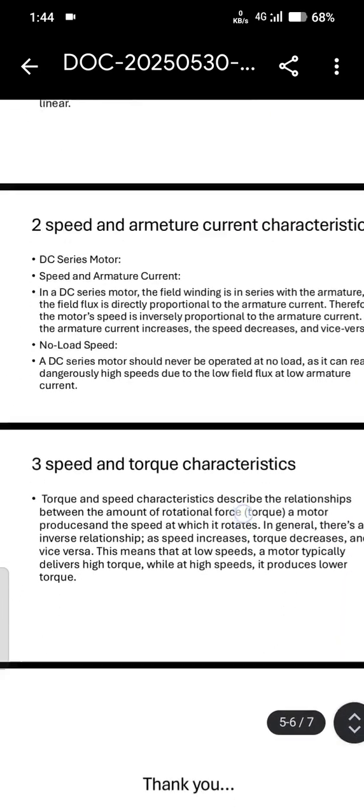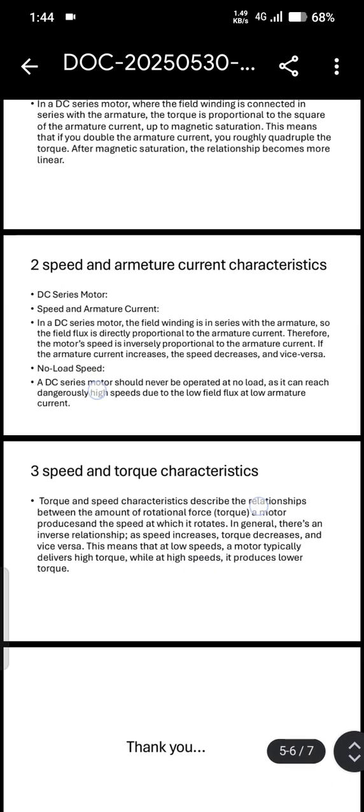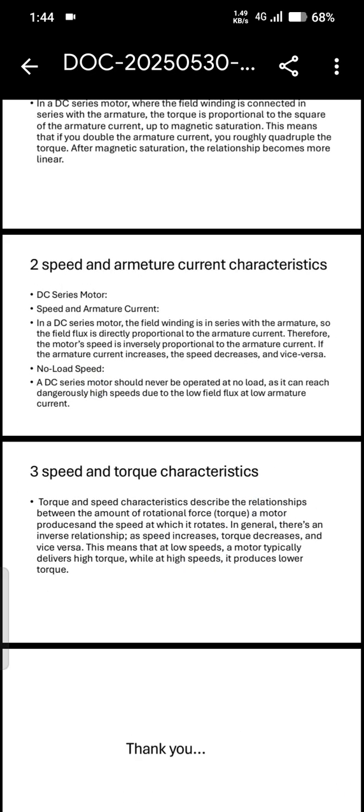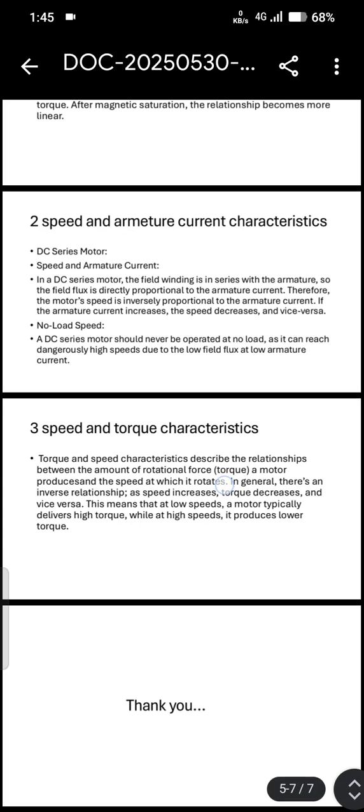Second one, speed and armature current characteristics. In the DC series motor, the field winding is in series with the armature. So the field flux is directly proportional to armature current. Therefore, the motor speed is inversely proportional to armature current. If the armature current increases, the speed decreases, and vice versa.